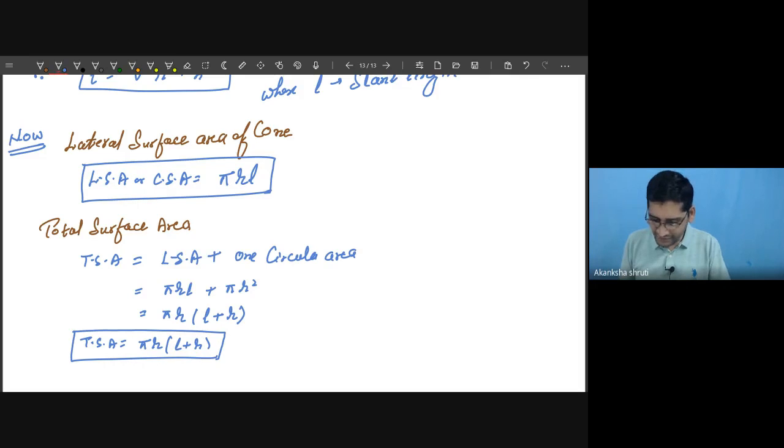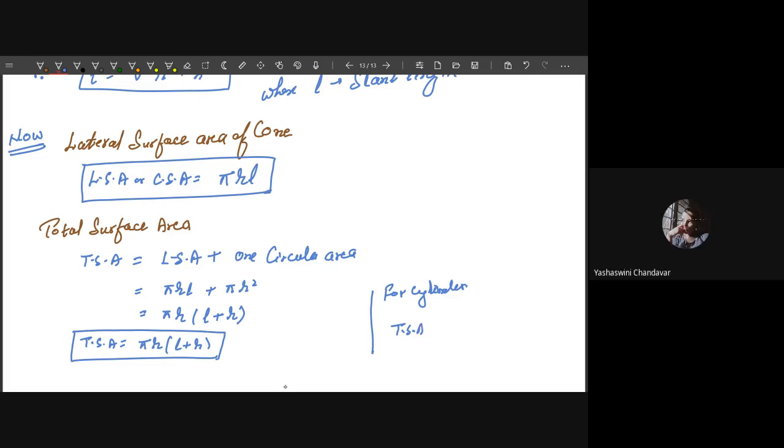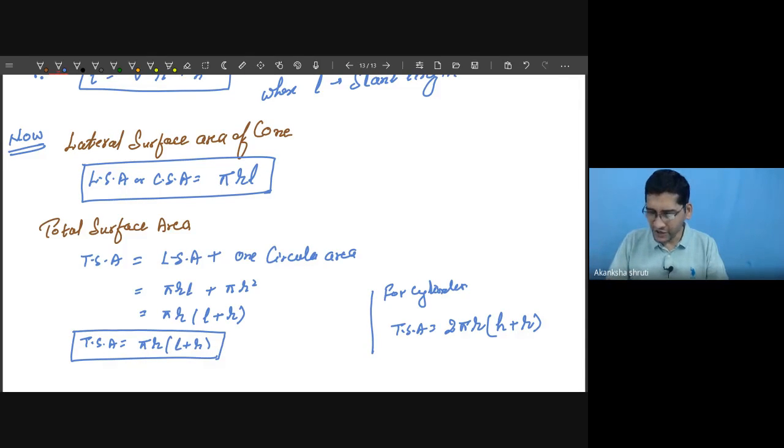So you should be careful. Students, can you recall for a cylinder, what was the TSA? 2 pi r plus h. Yes? 2 pi r h. Pi r plus r plus h. 2 pi r plus h. Good. It is 2 pi r into r plus h, or h plus r.